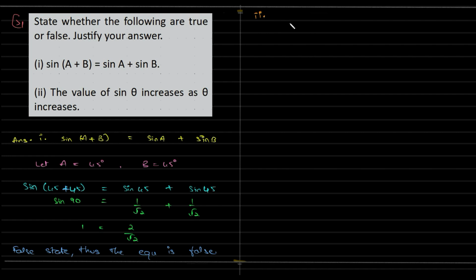So we're looking at the first question, now the second question. They're asking: sine theta increases as theta increases. This is true. We have seen this. We know that sine 0 is 0. Sine 30 increases to half. Sine 45 is 1 by root 2. Sine 60 is root 3 by 2. And sine of 90 is 1.